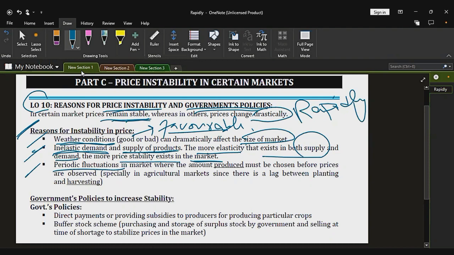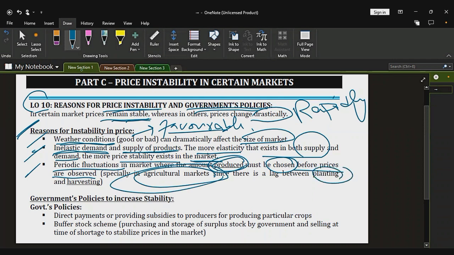So, periodic fluctuation in the market occurs where the amount produced must be chosen before prices are observed. Especially this happens in agriculture products where they take a substantial period of time for the reproduction of the good. Sometimes they are called seasonal products. So there is a main difference or time gap between planting of the product and harvesting of the product.